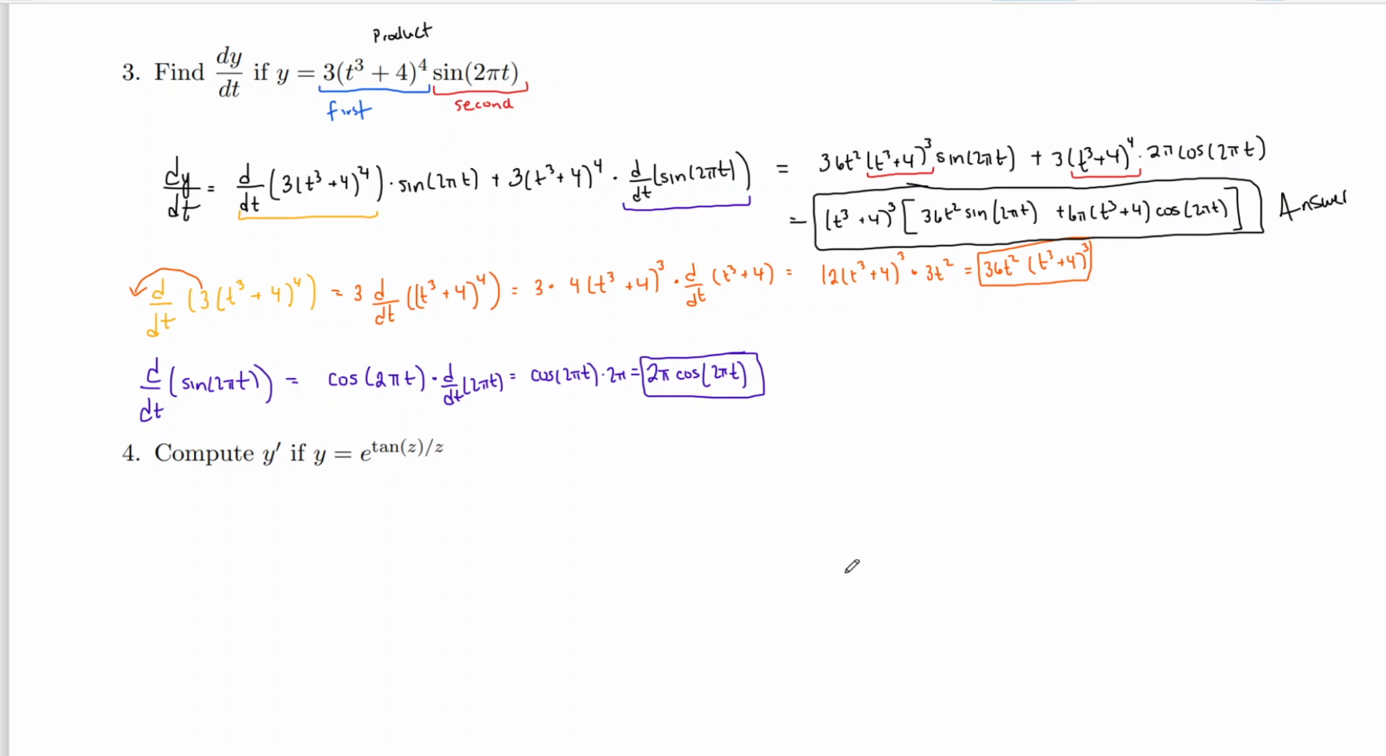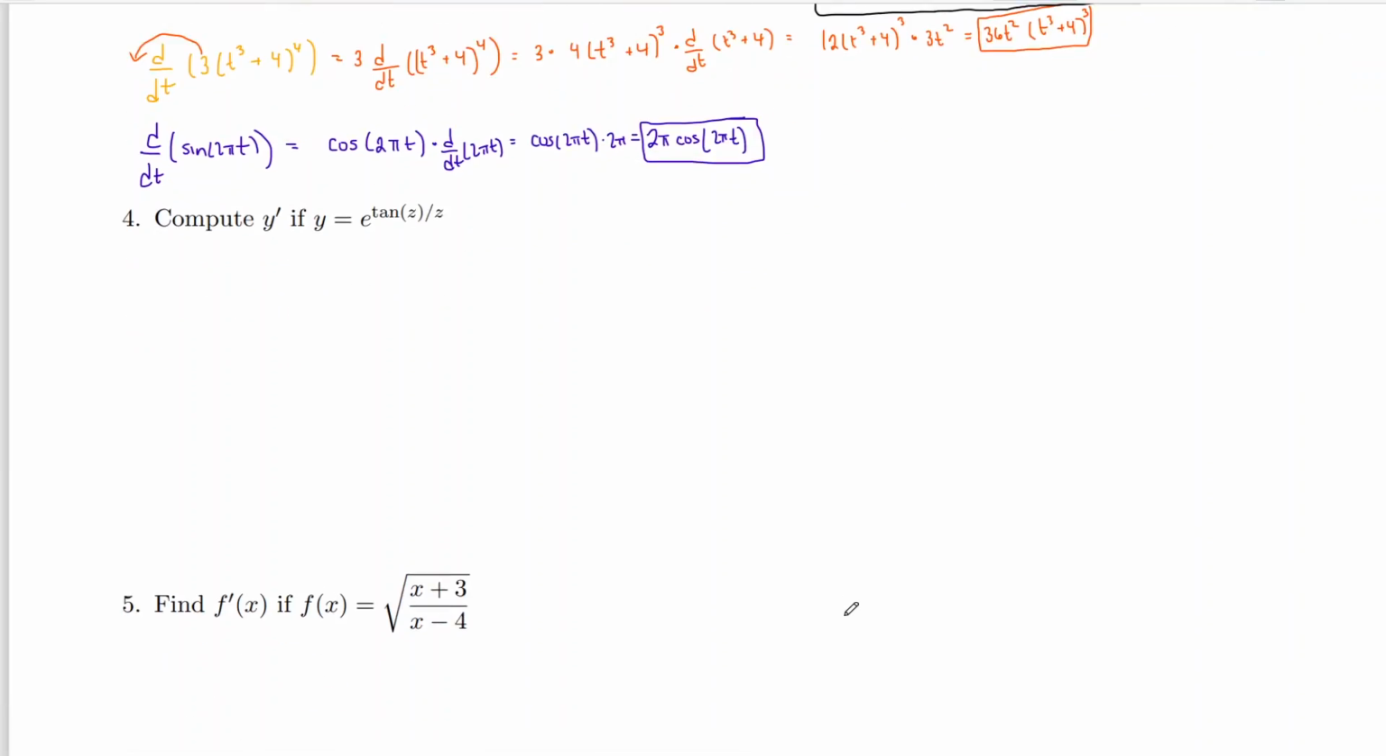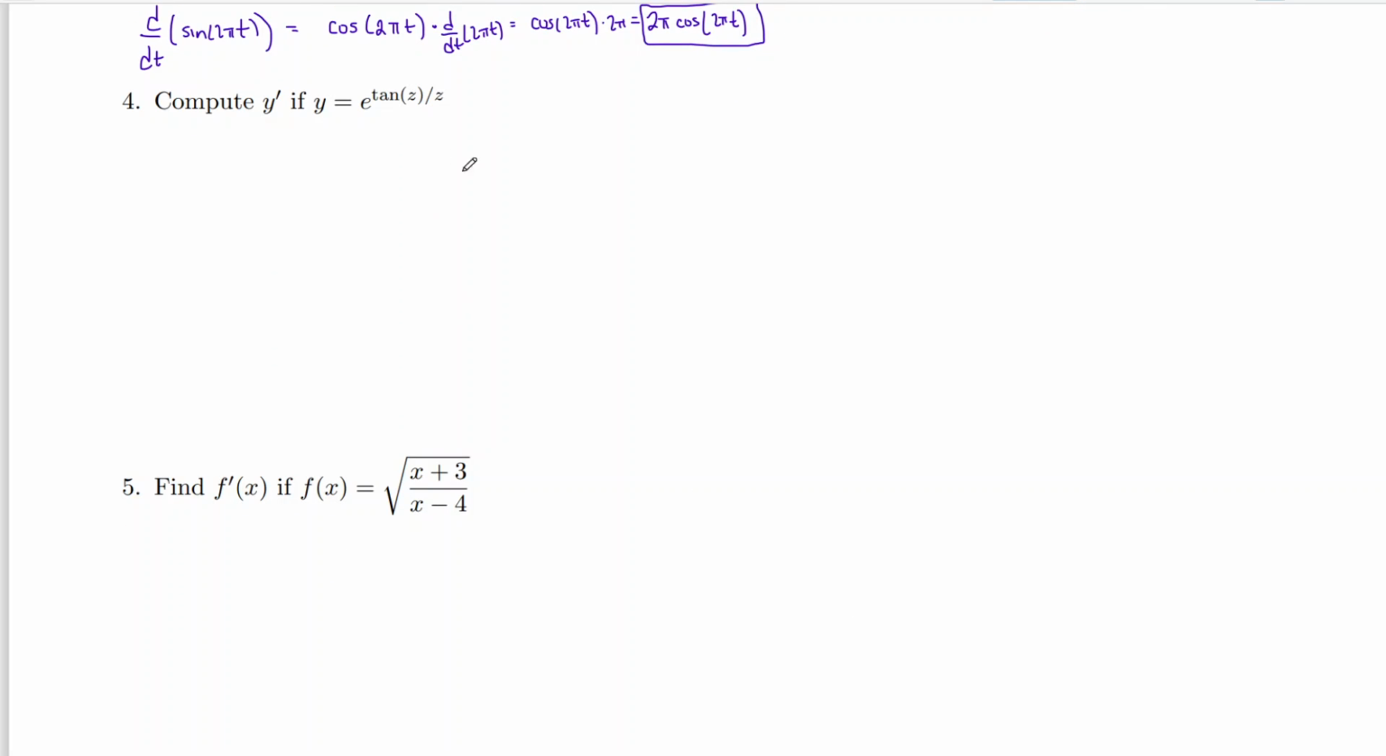All right, so that's an example of the product rule popping up with the chain rule. Number 4 here, and number 5, if you're already peeping down, both are going to interact the chain rule with the quotient rule because they both have divisions in them.